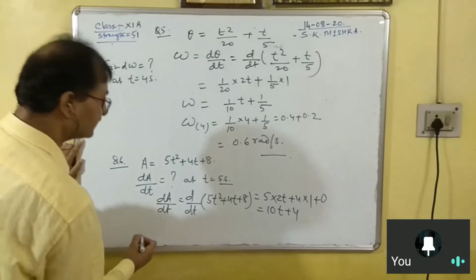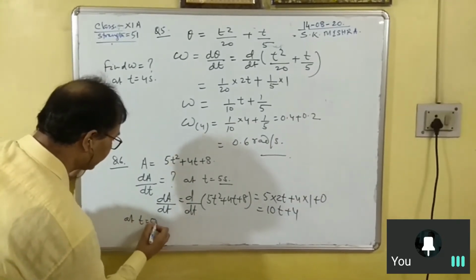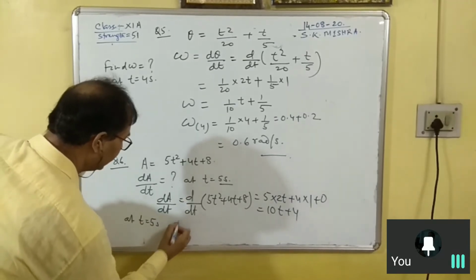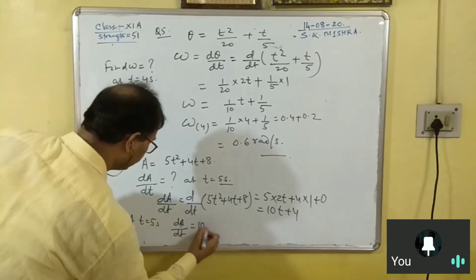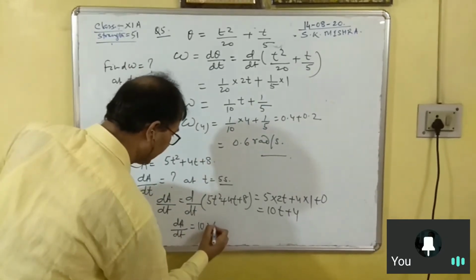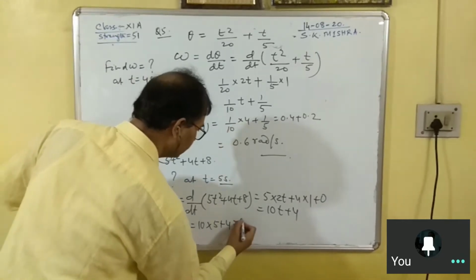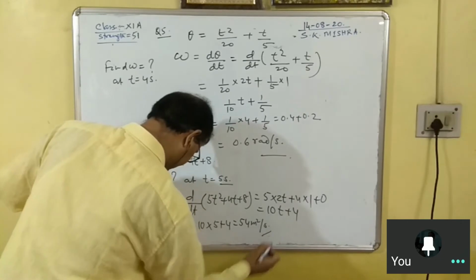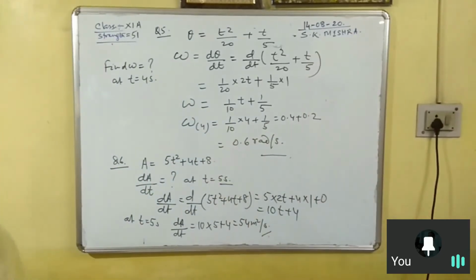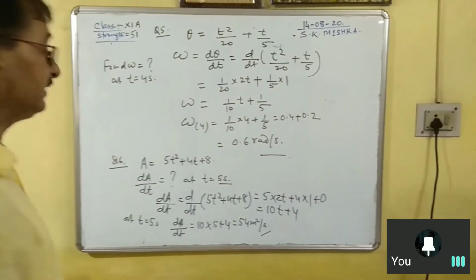Now at t is equal to 5 seconds, how will you find dA by dt? Now dA by dt is 10 into, put the value of t, which is 5, plus 4. So it is 50 plus 4, 54 meter square per second is the rate of increase of area, provided that A should be measured in meter and t should be measured in second.